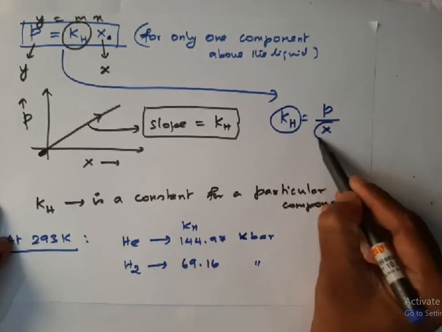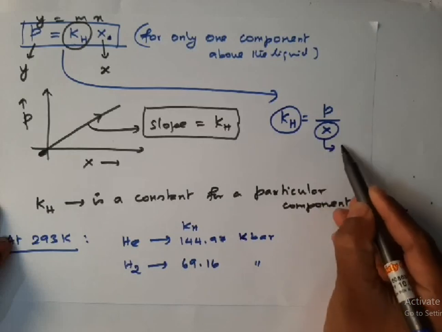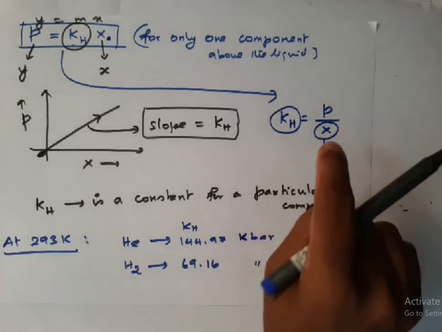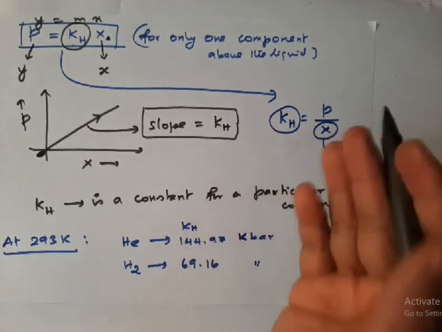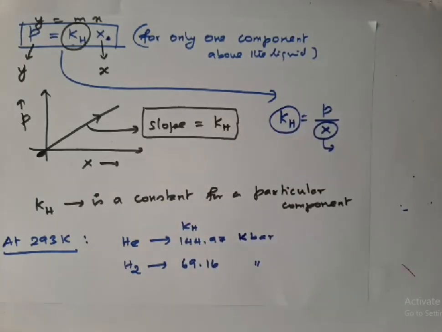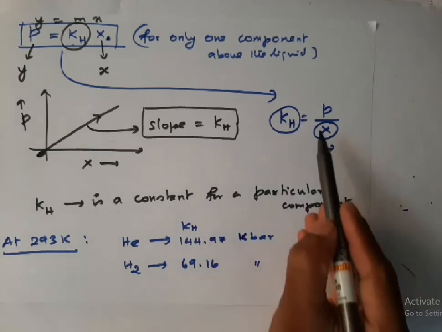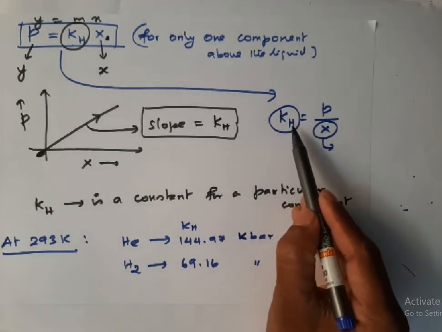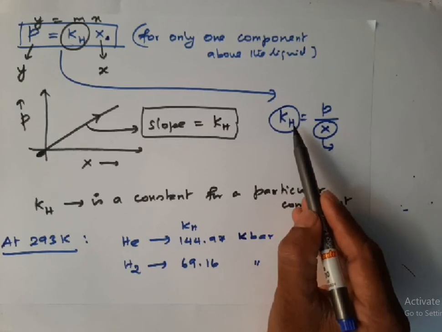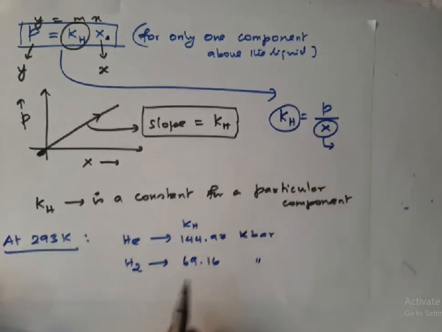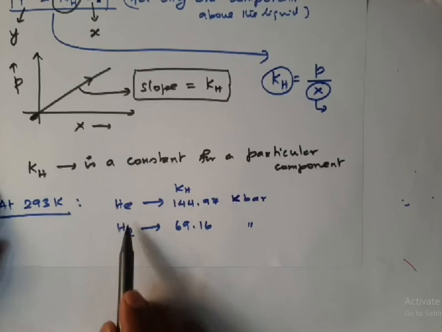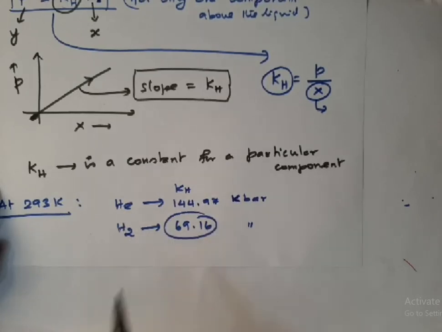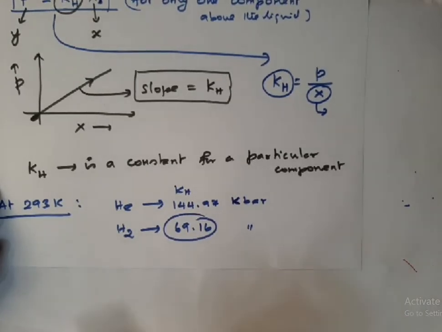X is the mole fraction. Mole fraction represents solubility. Students, observe carefully. Mole fraction is the solubility actually. If the mole fraction in the liquid increases, it means solubility increases. So what will happen if X is high? KH will decrease. Lesser the value of KH, higher is the solubility, am I right?